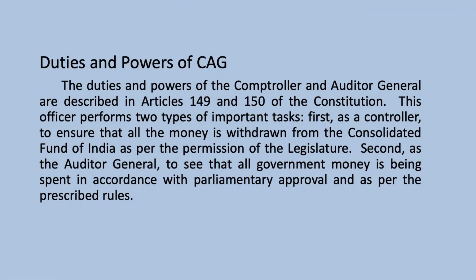Duties and powers of CAG. The duties and powers of the Comptroller and Auditor General are described in Articles 149 and 150 of the Constitution. This officer performs two types of important tasks.